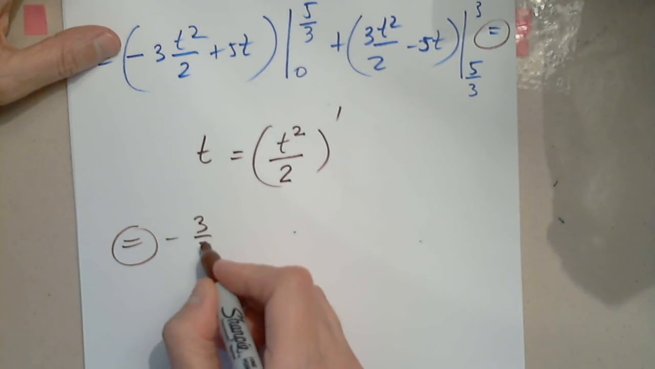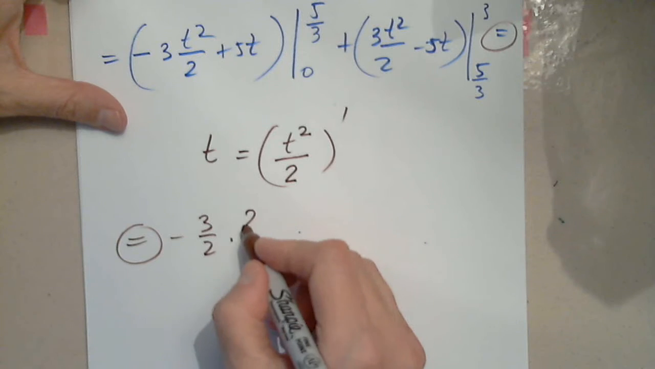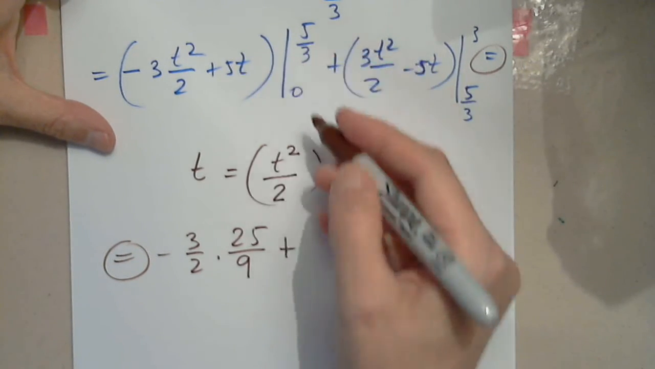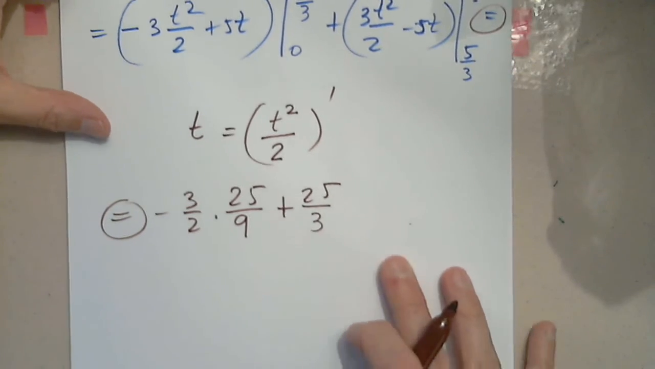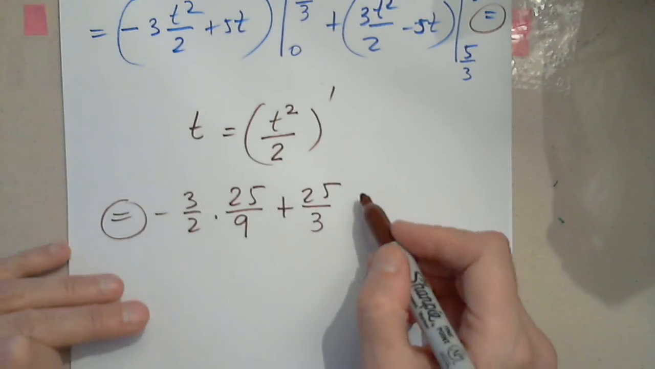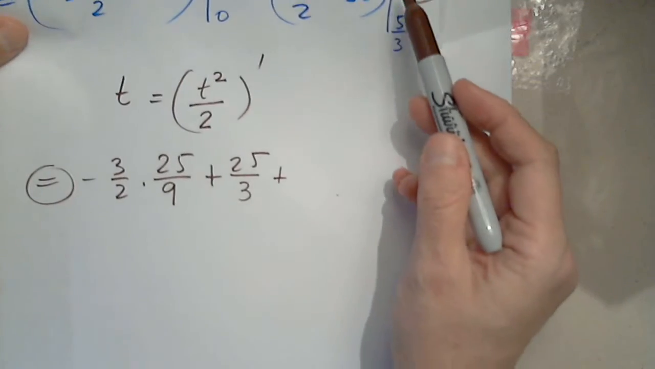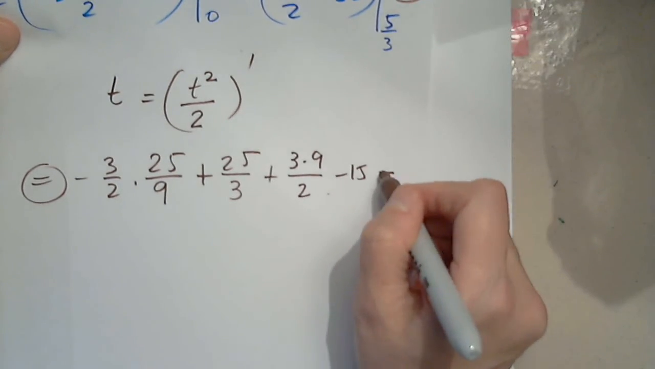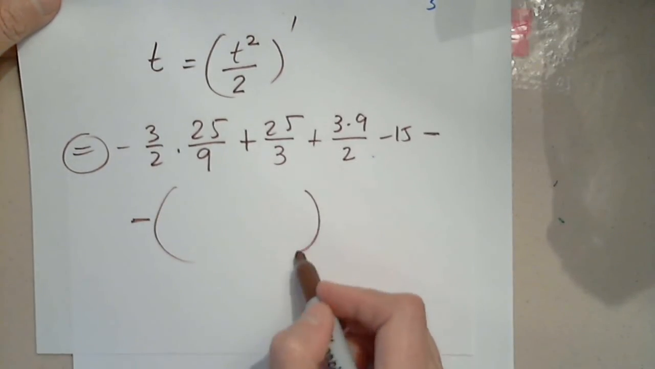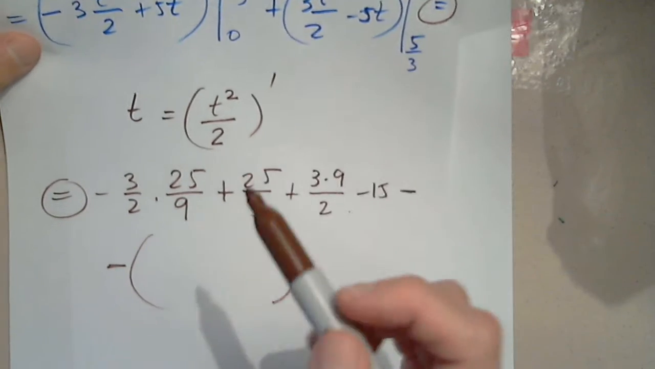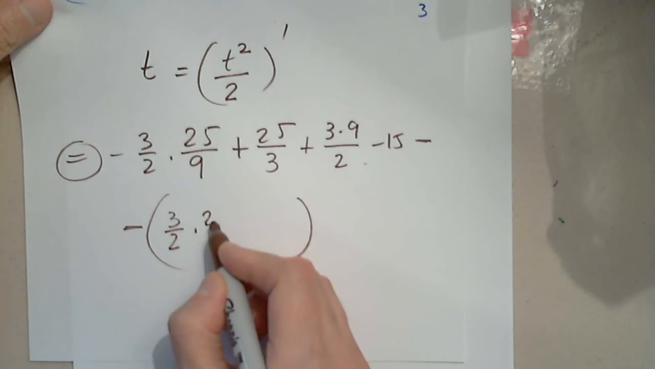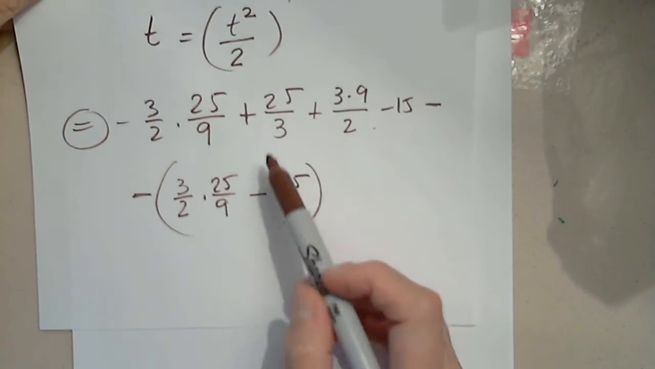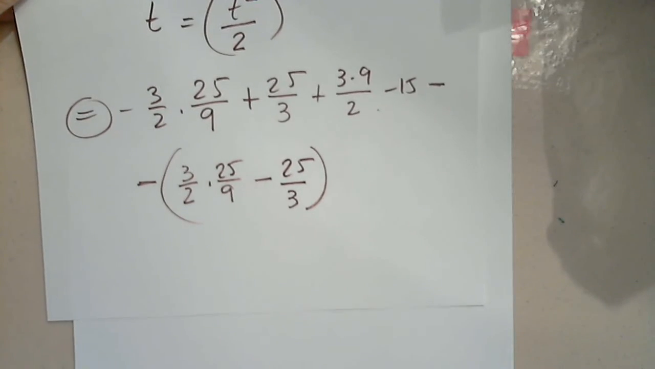So I have negative 3/2 times 5/3 squared, which is 25 over 9. And plus, I plug this in and I get 25 over 3. I'm happy when I plug in 0 is nothing. Plus, I have to plug in 3. So 3 times 9 over 2 minus 15. But be very careful now because now I have to subtract when I plug in 5/3. So I have 3/2 times 25 over 9 and minus 25 over 3. And don't expect these to cancel because they do not.